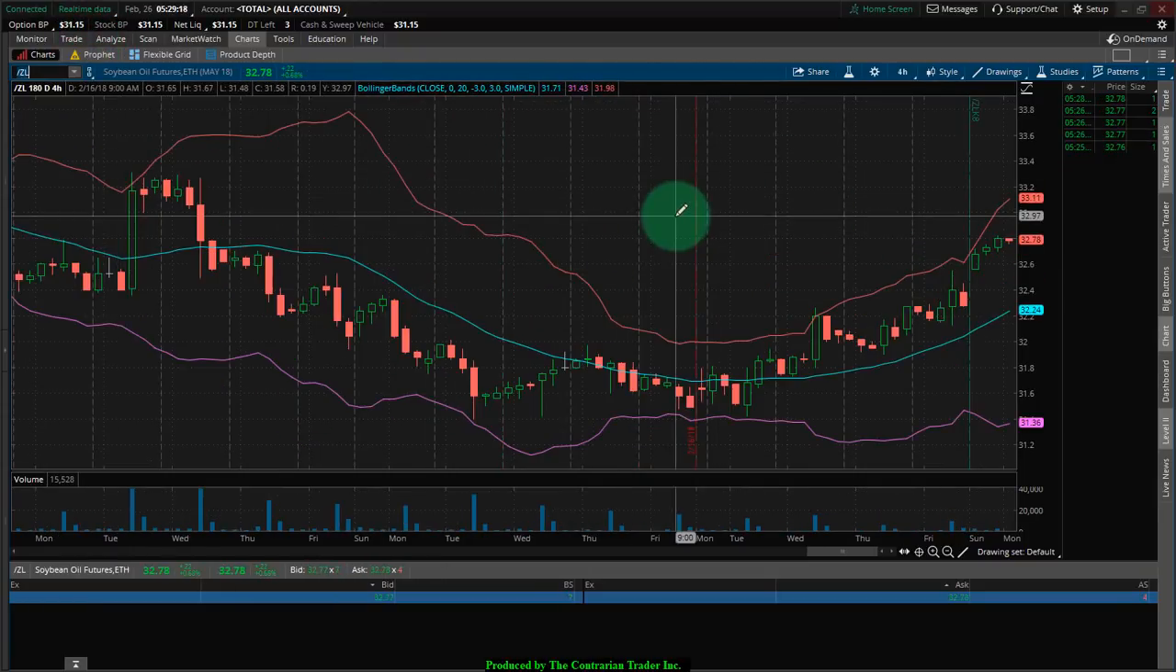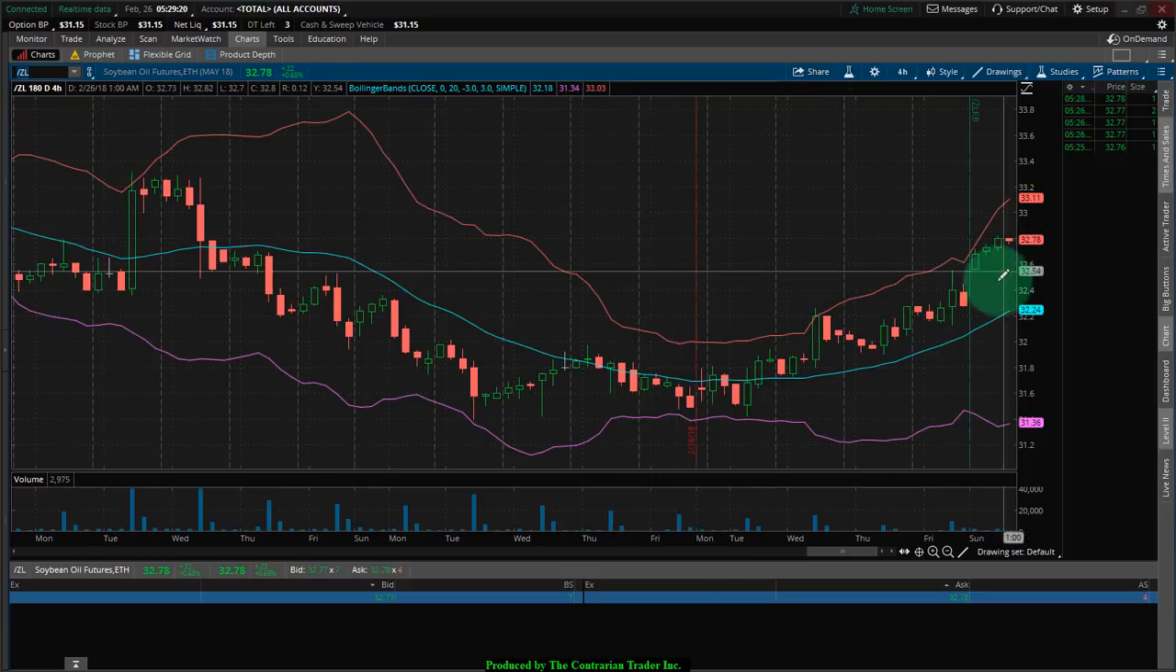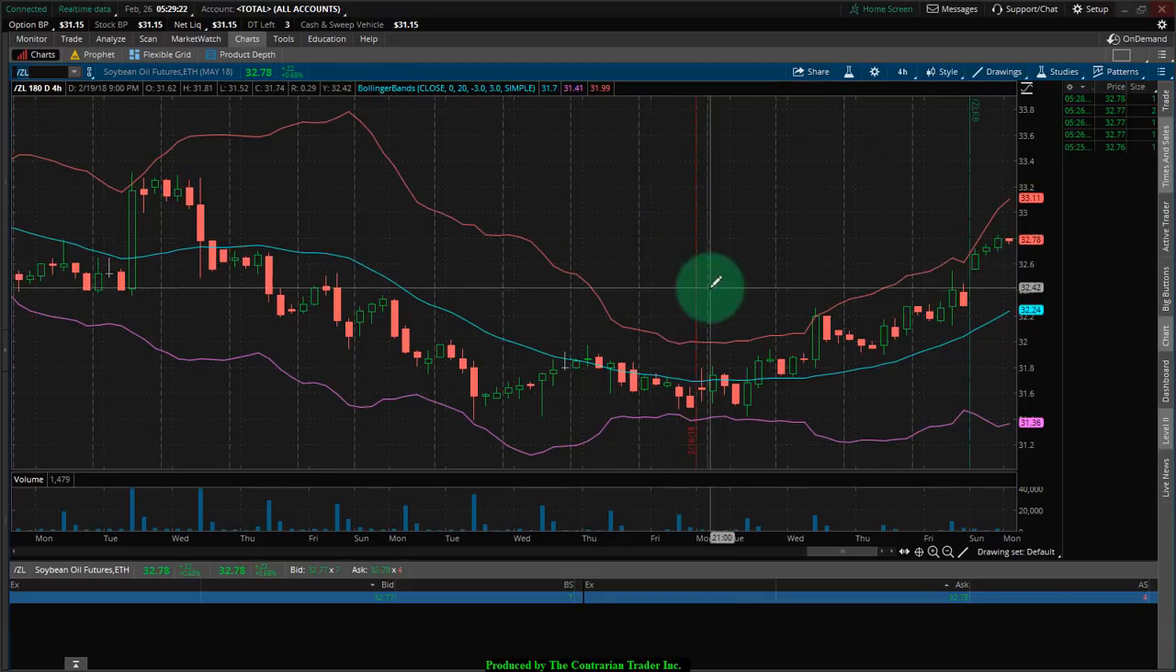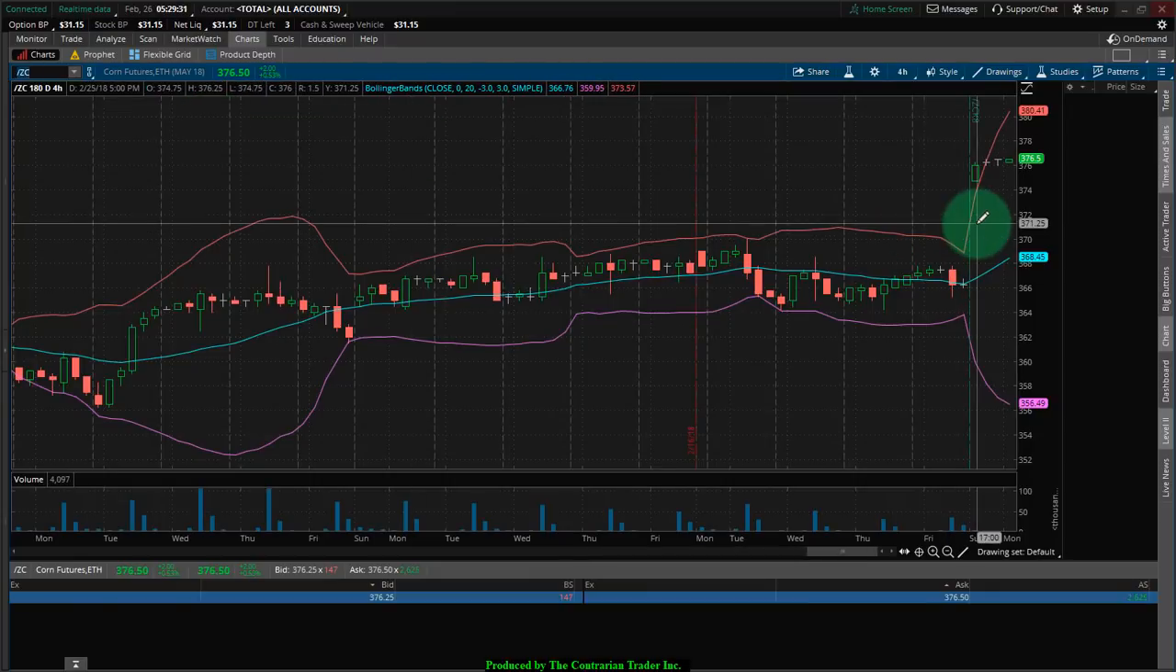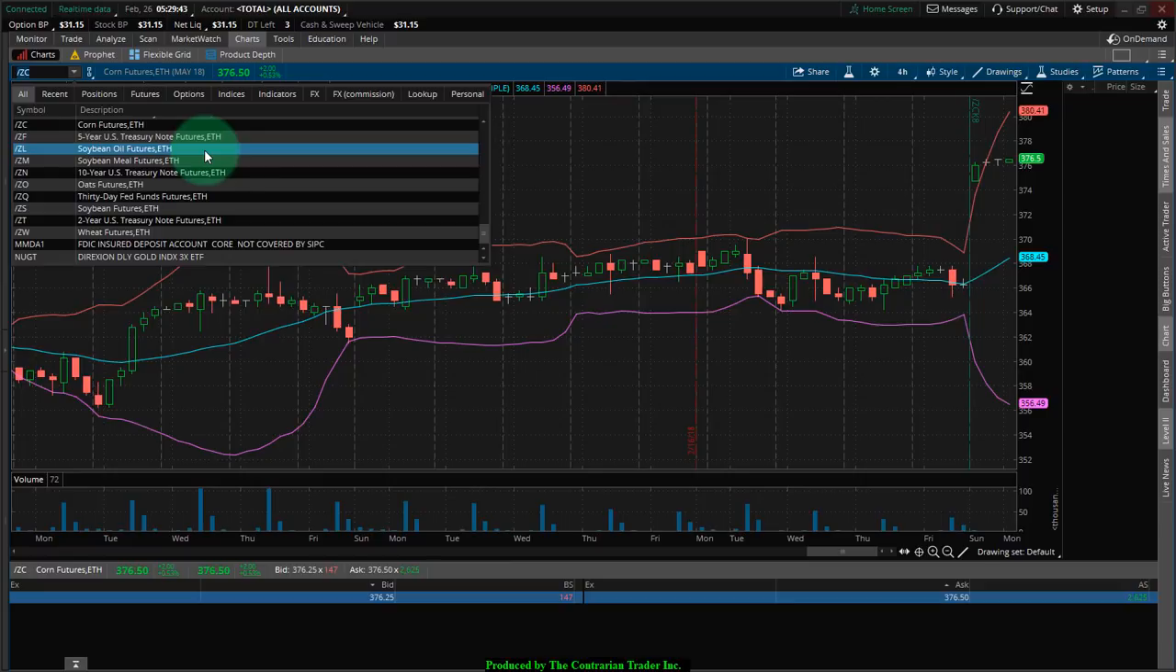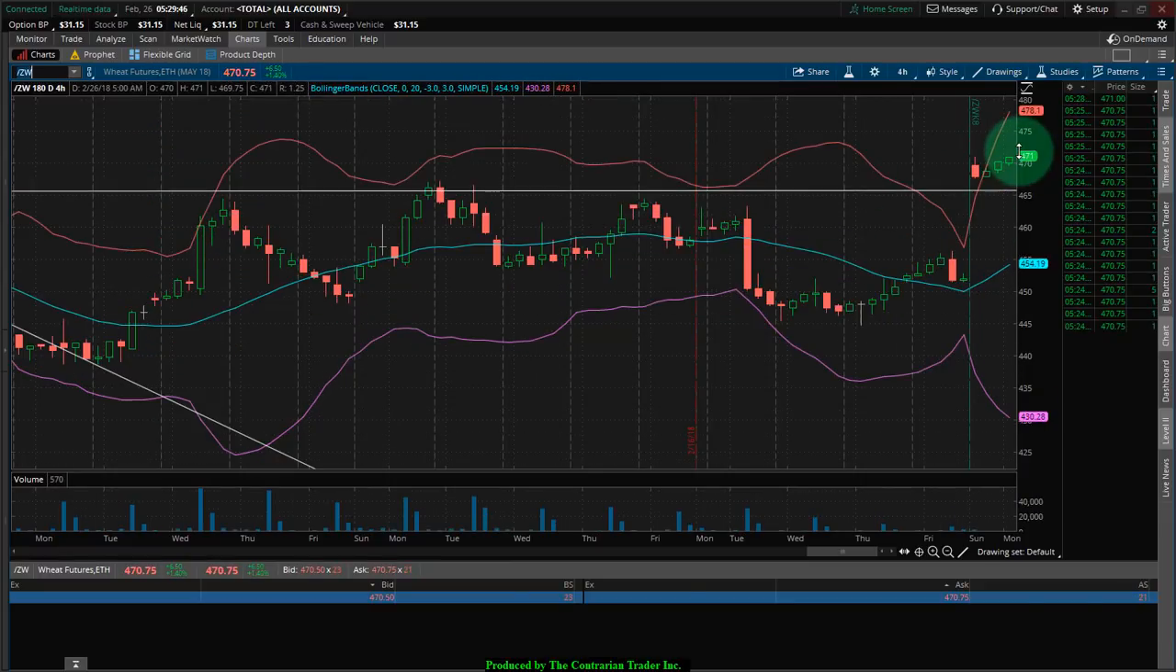Taking a look at some of the agriculture names, soybeans moving higher, very strong. Corn. Wow, what a morning here for corn, ripping up higher. We'll leave off with wheat ripping up higher as well.